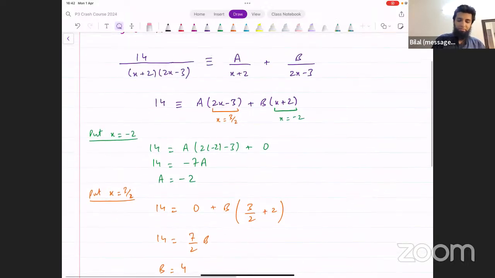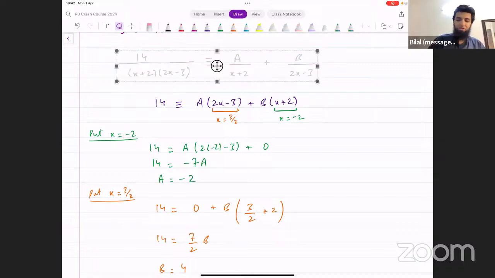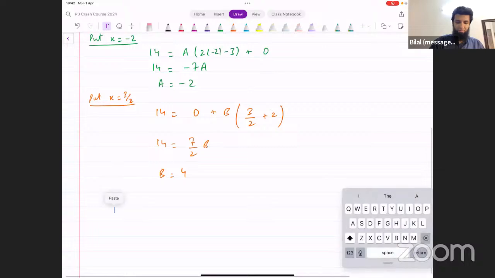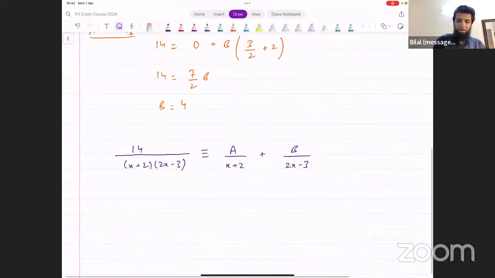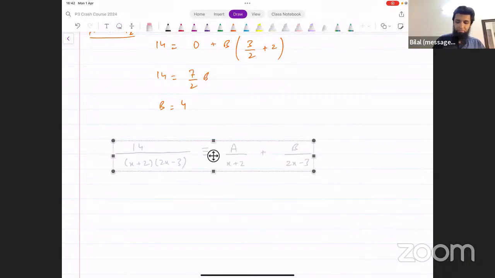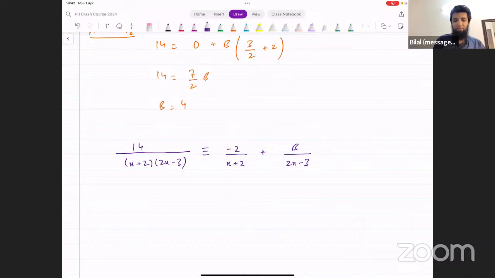That means the partial fractions for this fraction, what are they going to be? If we write them down, these are the partial fractions. The value of A is -2, and the value of B is 4. This is what we end up getting. -2 over (x plus 2) plus 4 over (2x minus 3). These are the partial fractions that we get.